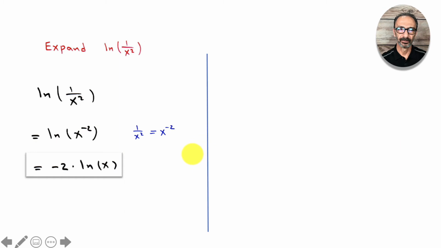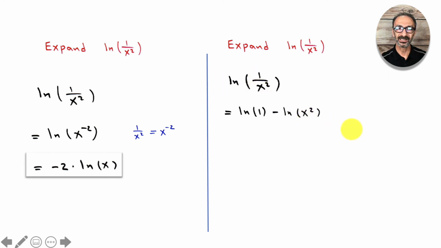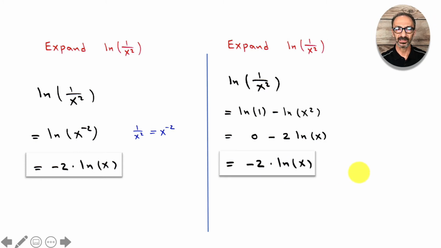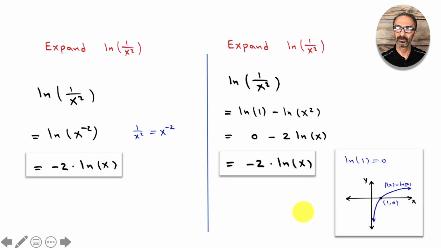Let's do it in a different way. Let's think about the quotient rule. How do you expand this using the quotient rule? I'm going to go ln 1 minus ln x to the second. That's like my m, and this is like my n. But what is ln 1? Ln 1 is 0. 0 minus 2 ln x simplifies to minus 2 ln x. Same answer. To support this part, here's a graph showing you that the log or ln goes through 1, 0, ln 1 equals 0. That should do it for this problem.